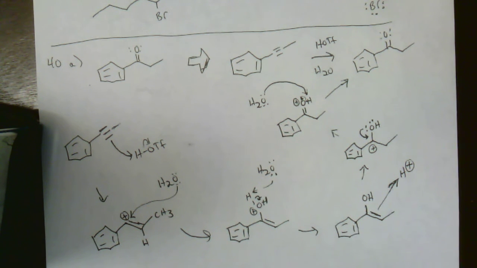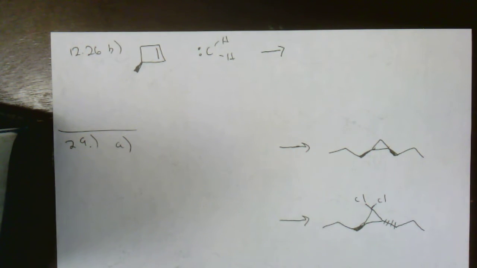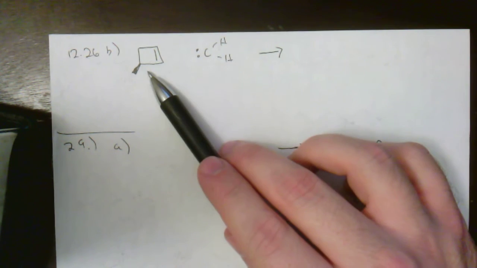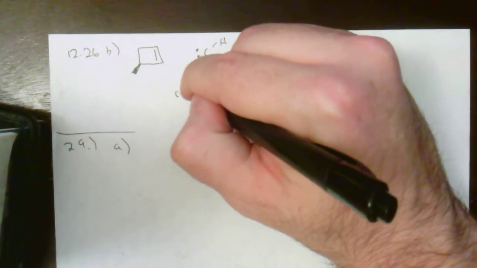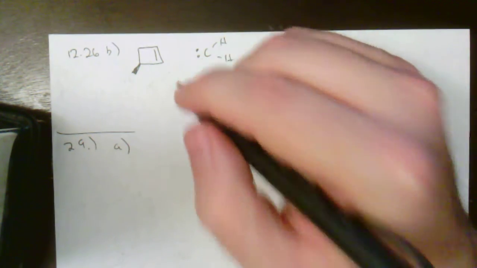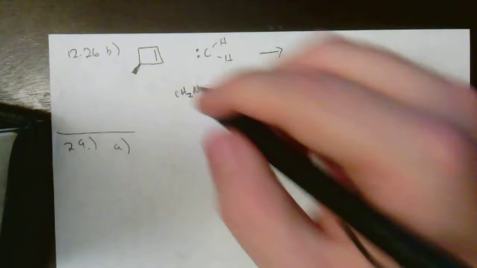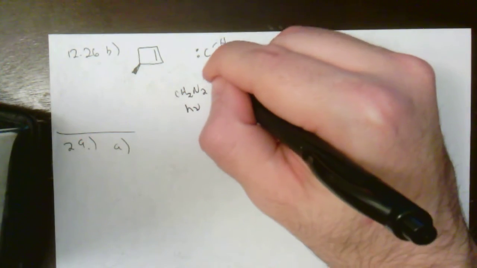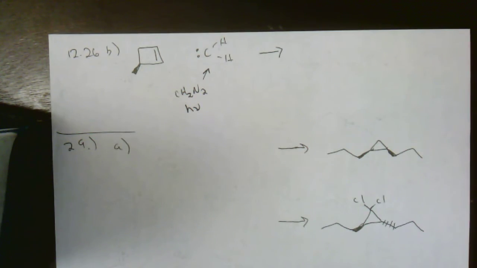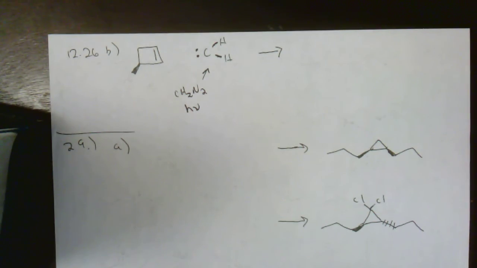Okay, next one. Next one is now into chapter 12. So this one says we're using this molecule, and then it said CH2N2, hang on, which one is this, 26? Yeah, CH2N2 and light. Just checking to see if it said light or heat. And remember, this really is just generating this carbene, this methylene group. It's just carbon with two H's and a lone pair.